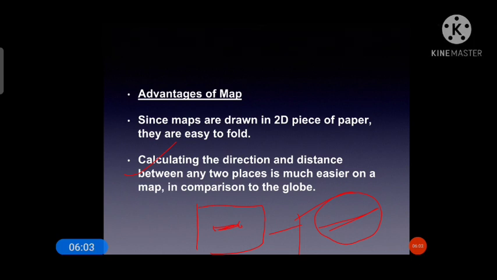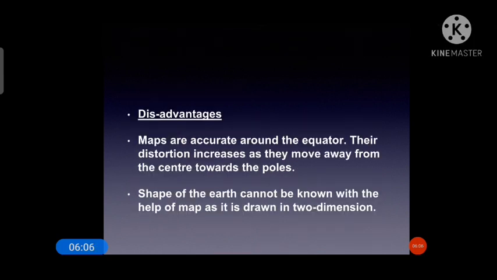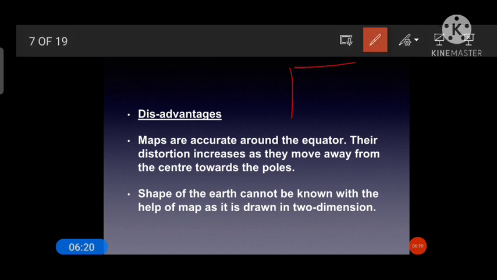Okay, now moving on to the next one, that is the disadvantages of a map. Now maps are accurate around the equator. Their distortion increases as they move away from the center towards the poles. When we draw a map, maps are generally very accurate near the equator. The middle portion is very accurate. As it moves towards the northern and the southern side, or towards the poles, distortion, meaning some kind of errors, comes out in a map, as if you draw a map of this region and this region.